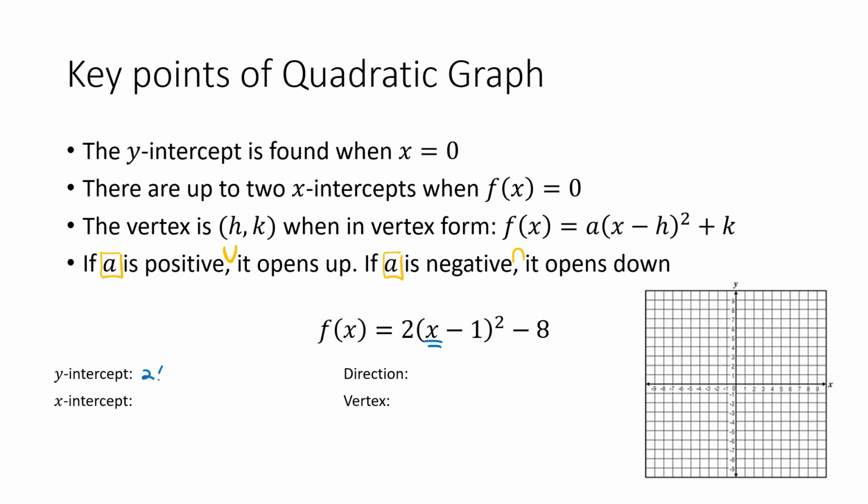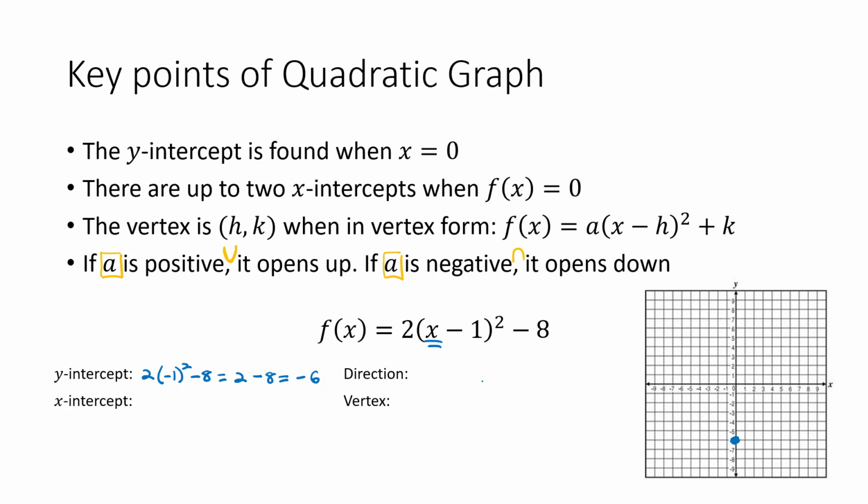So that's going to be 2 times 0 minus 1, which is just negative 1, squared minus 8. Well, negative 1 squared is 1, times 2 is 2, minus 8. And so 2 minus 8 is negative 6. So the y-intercept on the y-axis is at negative 6. We'll plot that on the graph here.